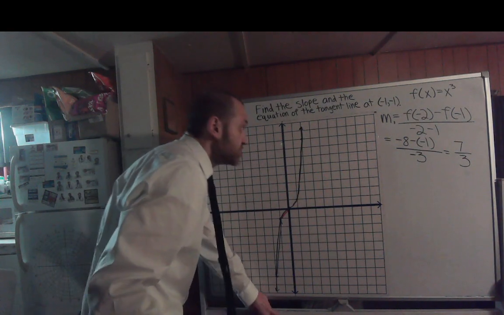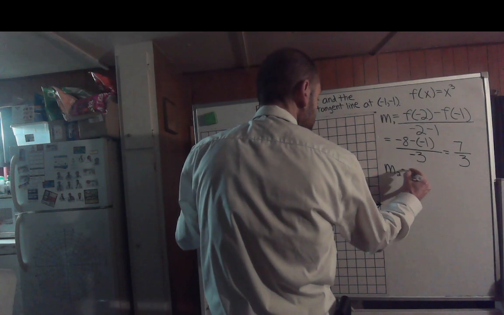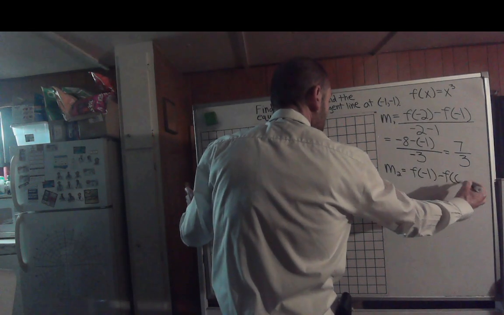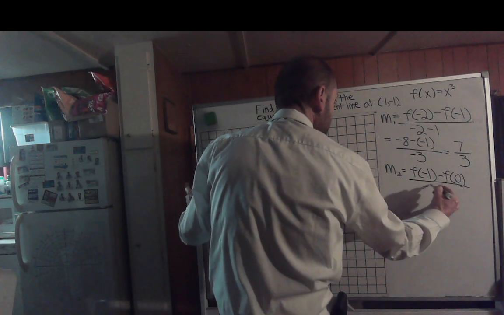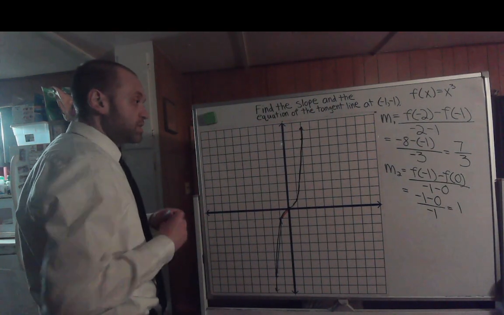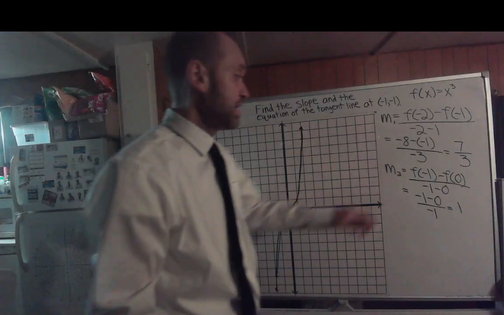Well, what I need to do now to find the slope from -1 to 0, I'll take f of -1 minus f of 0, and I'll divide that by -1 minus 0, which would end up giving me, let's see, -1 minus 0 divided by -1, or simply a slope of +1. So I now have the slope of both secant lines.